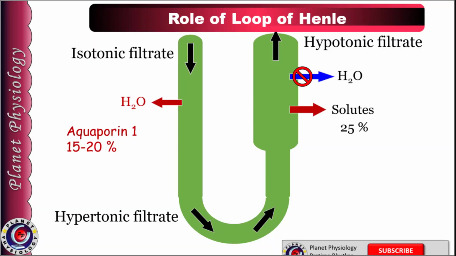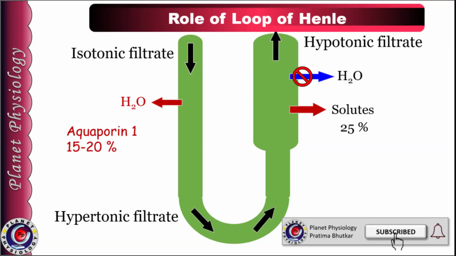So let us quickly summarize the role of loop of Henle. Thin descending limb is permeable to water due to presence of aquaporin 1 water channels.